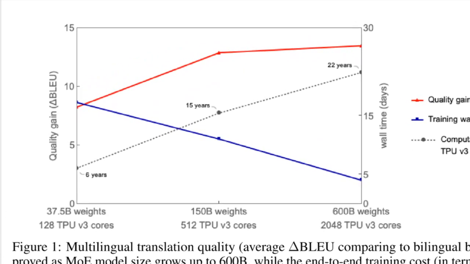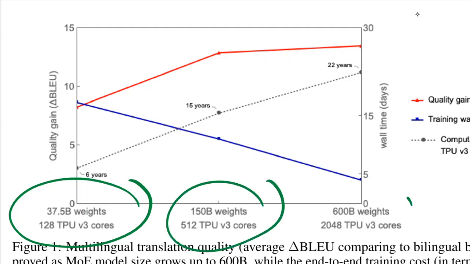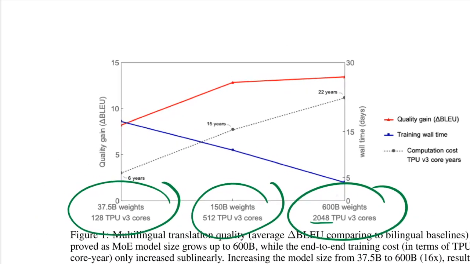If you look at this graph here, you have a quality gain. It's a difference in BLEU score, which is a quality score for machine translation, over the previous state of the art. So over their baseline, as you can see here, you have 37 billion weights, 150 billion weights, and 600 billion weights, which they train for 2048 TPUs for just 4 days. They stress this is very efficient because they just have to train it for 4 days on 2000 TPUs. Absolutely crazy. So let's have a look at what this paper does.